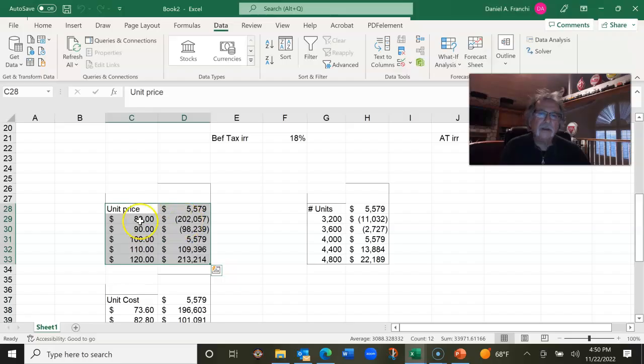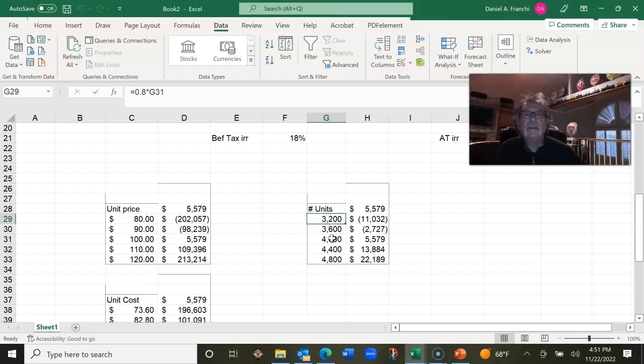This is the present value, and it makes sense, right? If we have $80, we're basically losing $12 a unit, and so we're going to have a negative net present value. $100 is our base case. $120, our net profit has gone basically from $8 to $28, so our net present value has gone up quite a bit. So I've built a data table with a table of present values by changing the unit price plus or minus 20%. I've done the same thing here for the number of units.